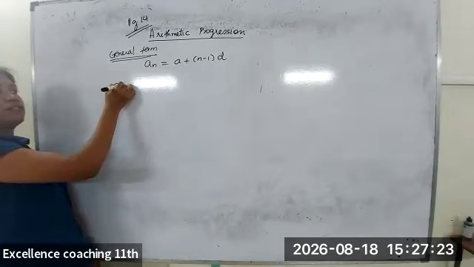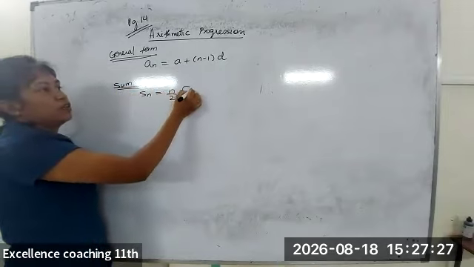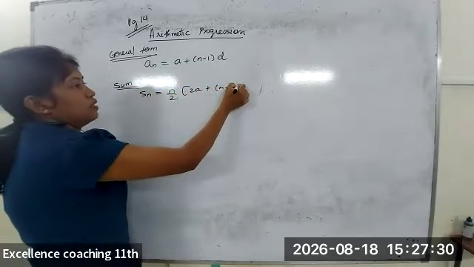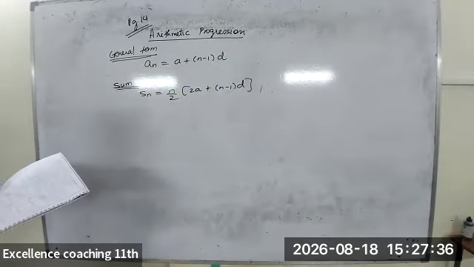And the second formula which we had learned was the sum formula. Sn is n by 2 into 2a plus n minus 1 into d. So we were solving problems based on that.